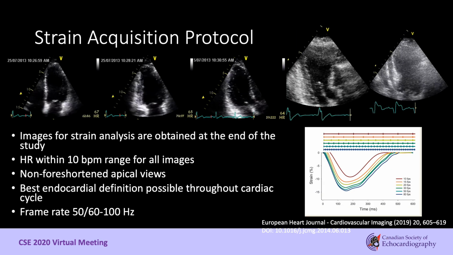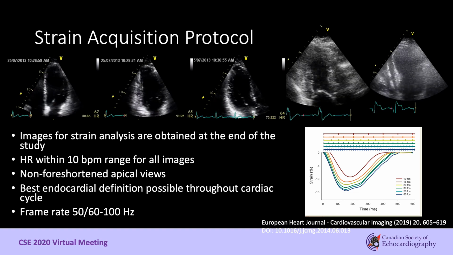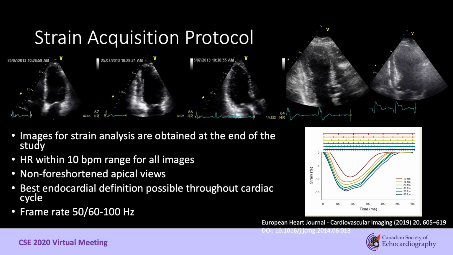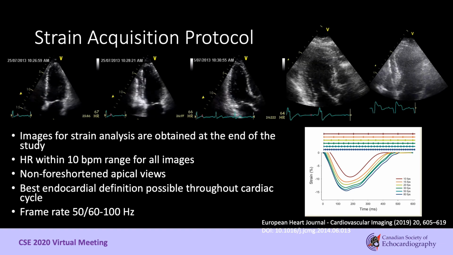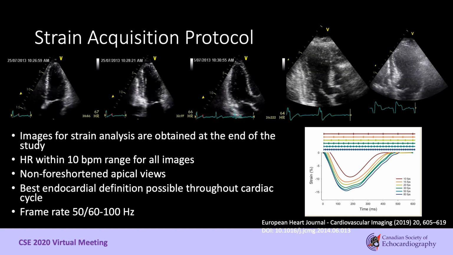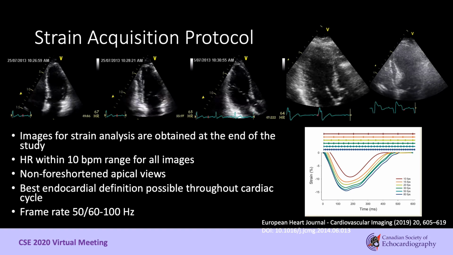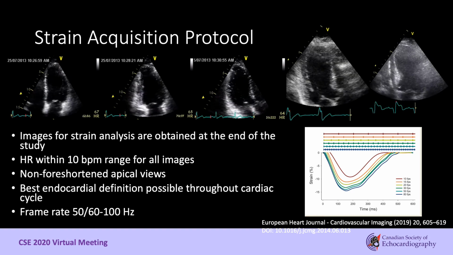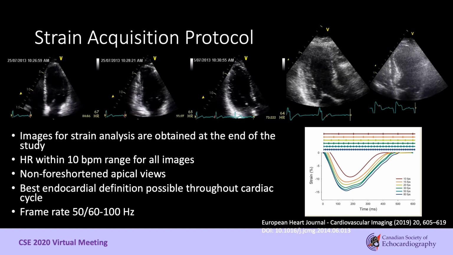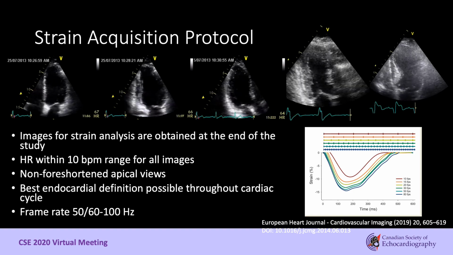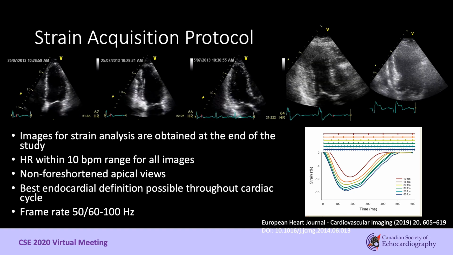Now, typically when we acquire images for strain analysis in our lab, we acquire them at the end of the study. This way we ensure that the heart rate is within a 10 beats per minute range for all the images because this can affect your strain values. We try to do our best to acquire non-foreshortened views, and we want to make sure that the endocardial definition is as good as it can be throughout the cardiac cycle. If you look at the series of 3 images on the left, you can see that there's a bit of diastolic dropout in the mid to apical anterior wall in that 2-chamber view.